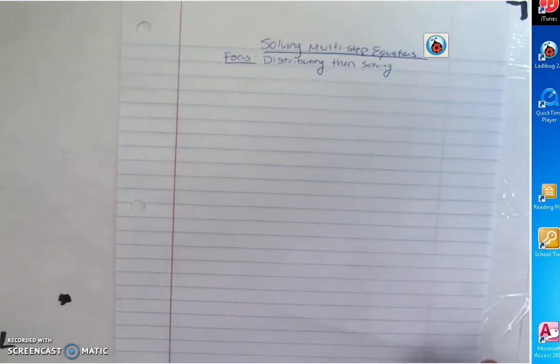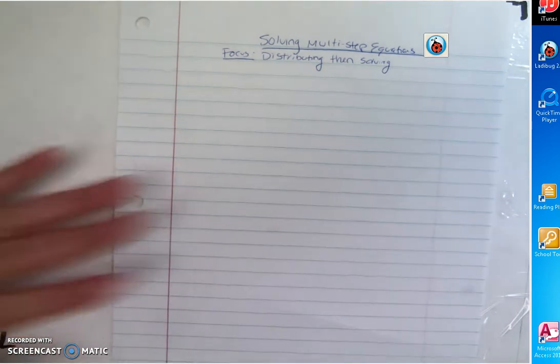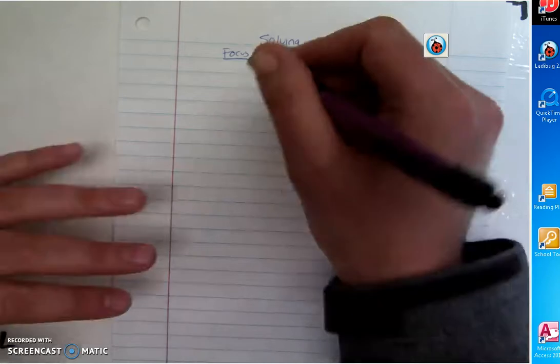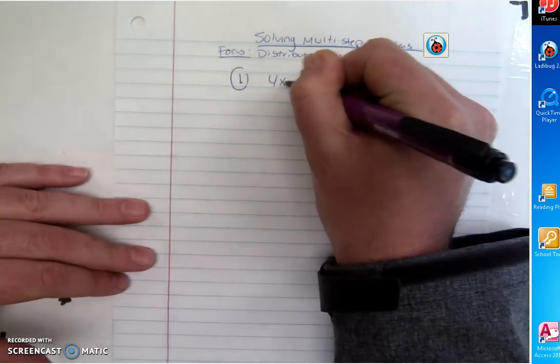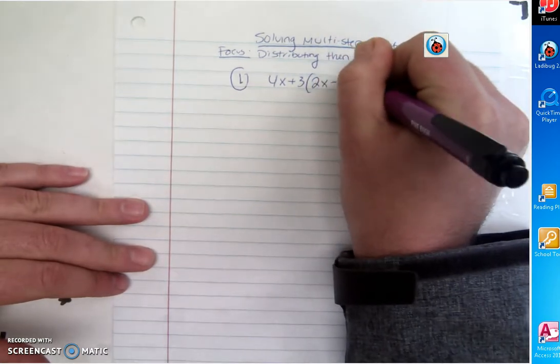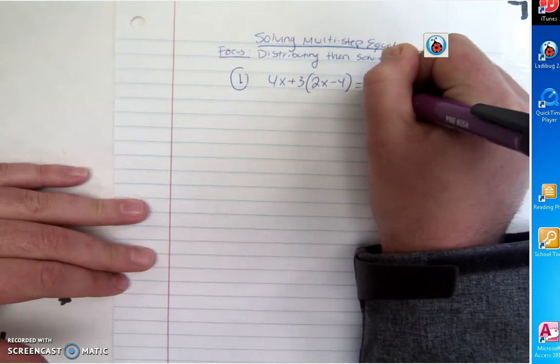Okay, so now we're going to be looking at solving multi-step equations again, but this time we're going to be focusing in on needing to do the distributive property before we even get into the process of solving. Remember, if you look at this question here, we always look to simplify or combine like terms before we start the question.